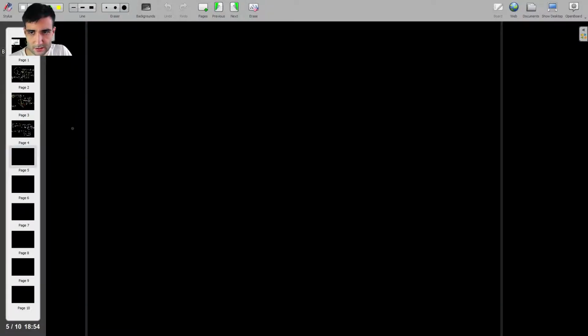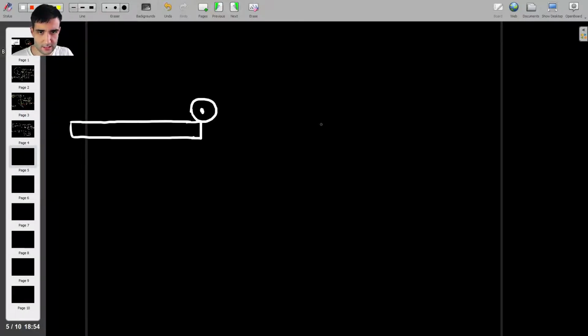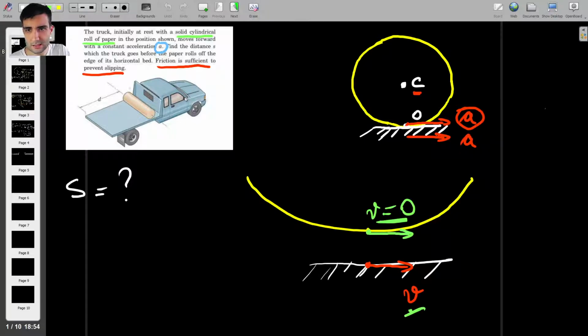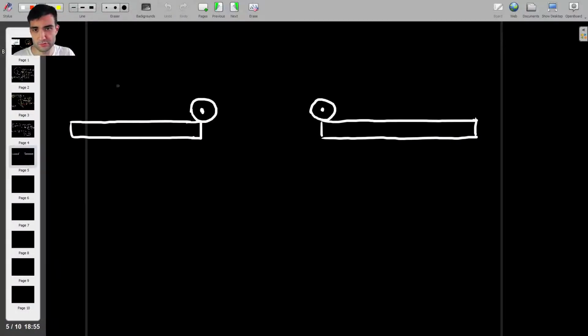So what I'm going to do here is draw the truck before the truck starts moving, let's say. So you've got the cylinder sitting here, and then when the cylindrical roll falls off, the truck moves a certain distance, and now the cylinder is here, right? So in other words, it starts here and it ends here. So this is what I just drew, but as seen from, let's say, the right hand side of the truck as it's going past you, right?